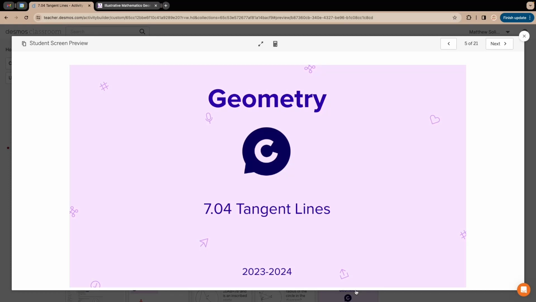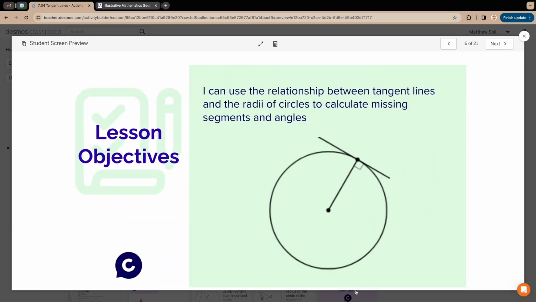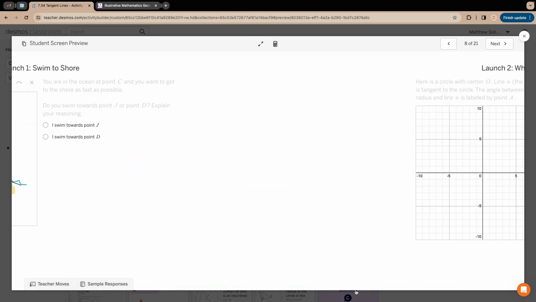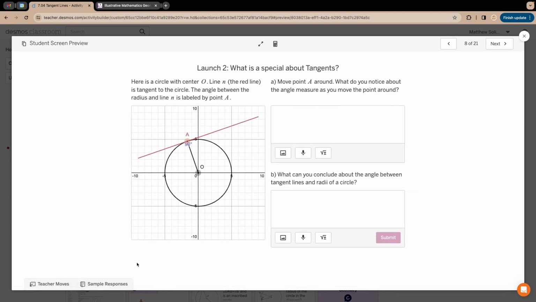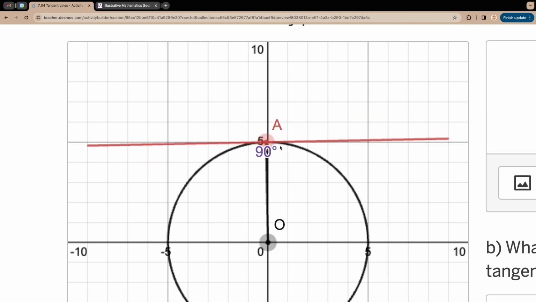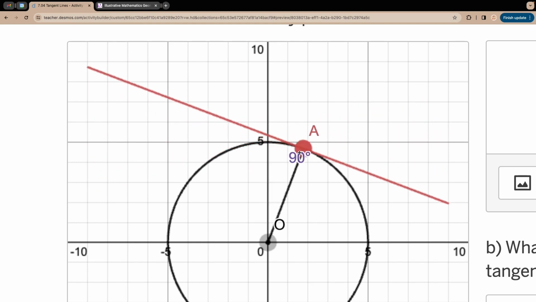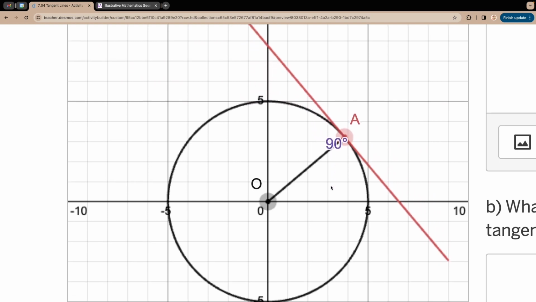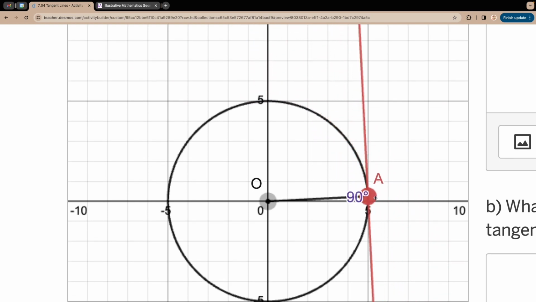Talking about tangent lines in this lesson. Super important, and it's really just related to right triangles, and we're going to see why in a second. So we're going to look at these things called tangent lines. First, a tangent line is a line that hits the circle at just one point. So if I move this line around the circle, I see it's just touching the circle at one point.